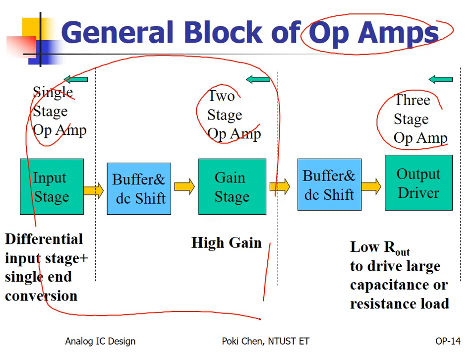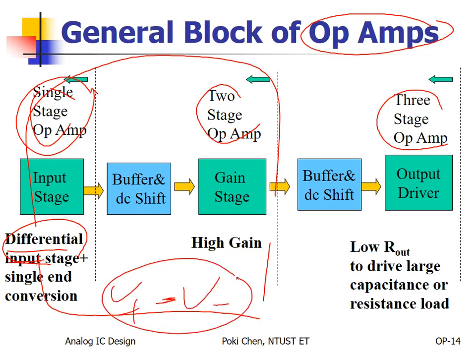Anyway, if you focus on the first stage, usually that is the so-called differential amplifier. Again, according to the name, we would like to only amplify the difference instead of the common value. You have two inputs, differential input, V plus, V minus. We would like to only amplify the difference instead of the common value.